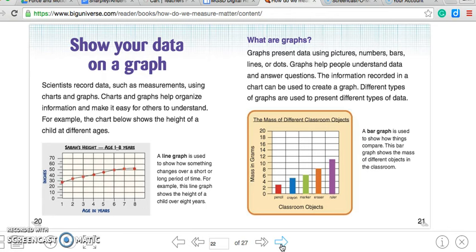The information recorded in the chart can be used to create a graph. Different types of graphs are used to present different types of data. A bar graph is used to show how things compare. The bar graph shows the mass of different objects in the classroom.